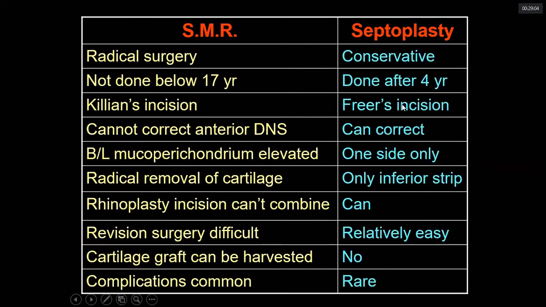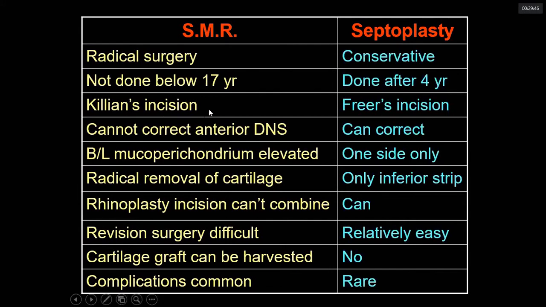You can take a snap through your mobile, or you can just write it down because the points are small, right? So SMR is a radical surgery. Septoplasty is a conservative surgery. SMR is not done below the age of 17 years, so only after the patient has completed facial development, 18 years. But septoplasty can be done in as young as 4 years old.